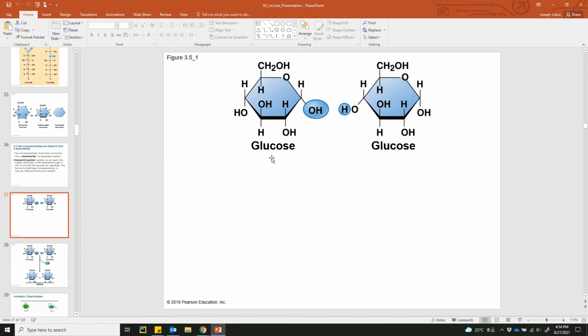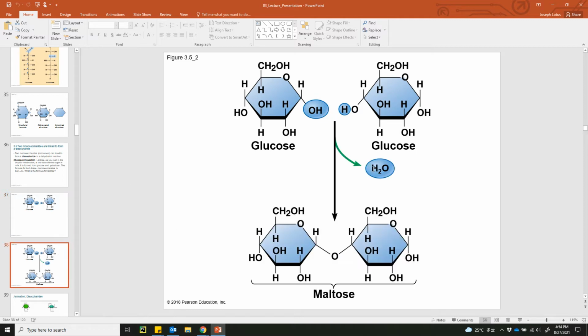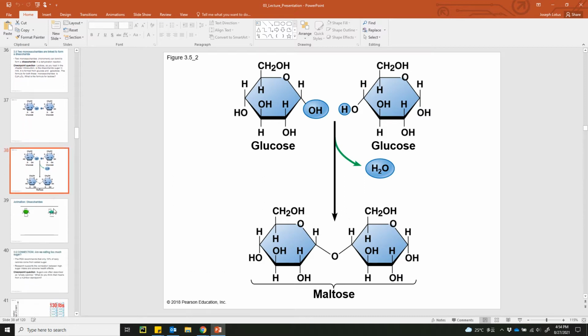Well, we'll start with two monosaccharides, glucose and glucose. And if you look here, you can see this OH on one side and an H on the other side. If they join together and form a water molecule, well, then we are dehydrating these molecules because they're losing water. And as they lose water, the two glucose molecules can join together and form a disaccharide called maltose. So maltose is a disaccharide composed of two glucose monosaccharides joined together through a dehydration reaction.